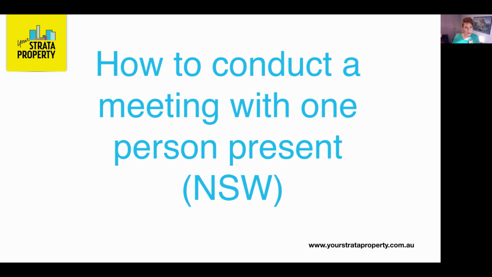I've been receiving lots of questions about how we might be able to conduct a strata meeting with only one person present, specifically for the purpose of resolving to conduct meetings in future other than in person. So to hold electronic meetings, to hold meetings in writing, to permit electronic voting. We know that in New South Wales, we need to first resolve to do that for general meetings at general meeting level and for committee meetings at committee meeting level.